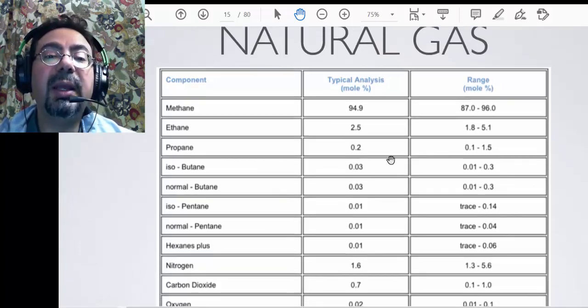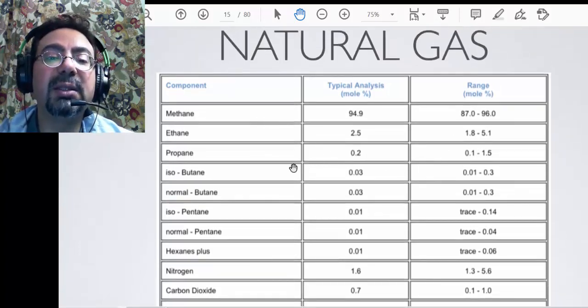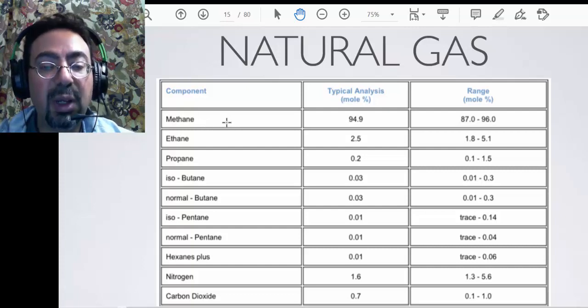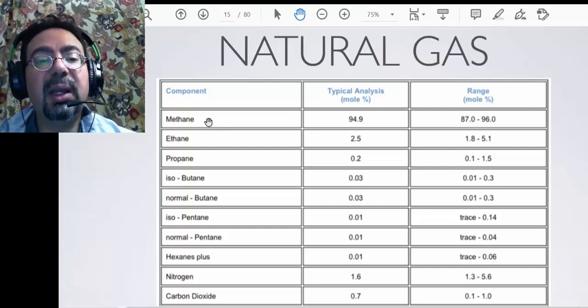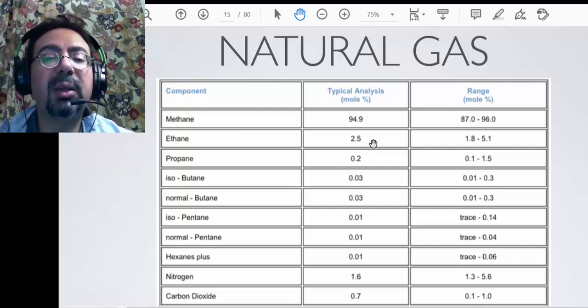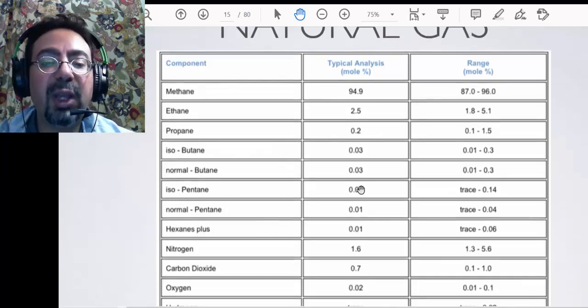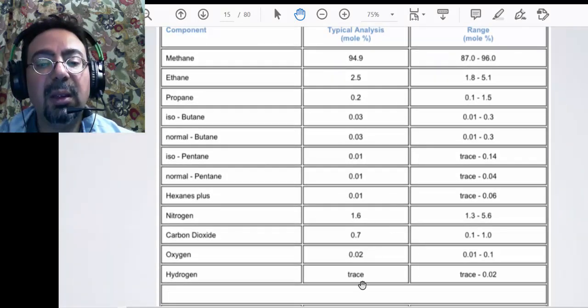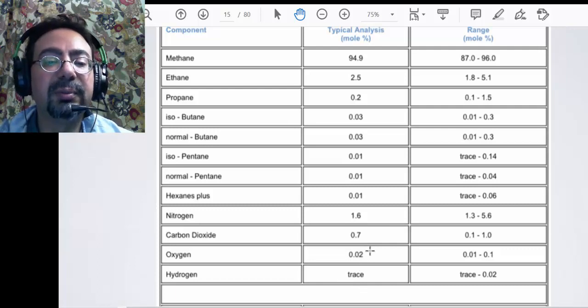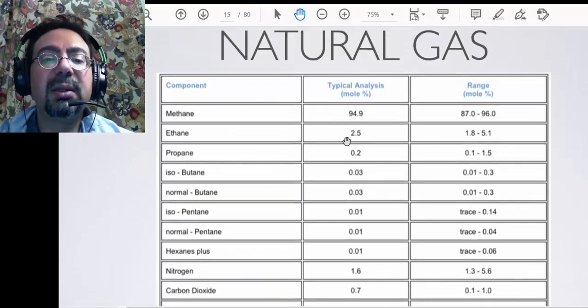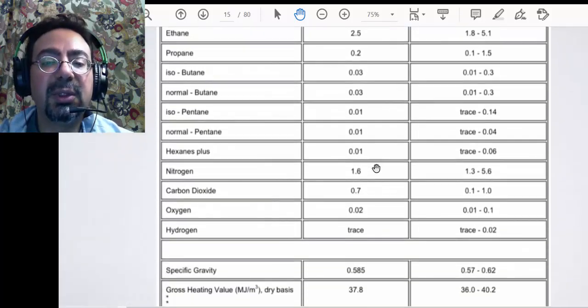Okay, and so here is the composition of natural gas. You can see that it's not just methane, although the majority is methane. So methane is what? CH4. So when we assume that natural gas is CH4, that's not a bad approximation. 95% is methane, a little bit of ethane, a little bit of propane, and a very small fraction of other stuff, including hydrogen, oxygen, carbon dioxide, right? But the majority is methane, CH4.